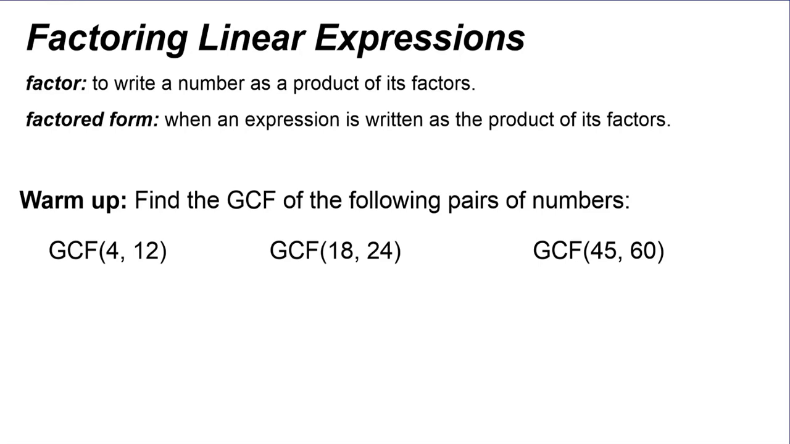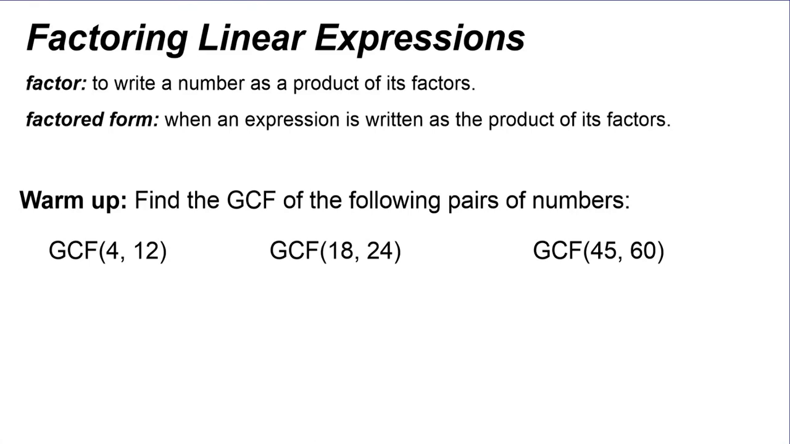Okay, we started this chapter learning how to use the distributive property with algebraic expressions, and now we're going to end the chapter with doing the opposite, which is called factoring linear expressions. When we use the distributive property to get rid of parentheses, we were doing what's called expanding an expression, and now we're going to learn the opposite of that, which is factoring expressions. To factor something means to write a number as a product of its factors. You're kind of breaking it apart into two things that multiply to give you what you started with.